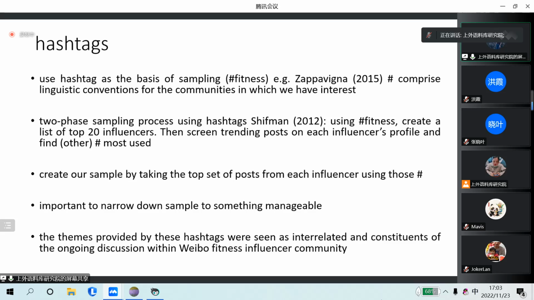We did two-phase sampling following Schiffman, where we saw who was using the hashtag fitness and then created a list of the top 20 influencers. Then we screened these trending posts on each of these influencers' profiles, and we found the other hashtags that they most used. So in the end, we created our sample by taking the top set of posts from each influencer using those hashtags.